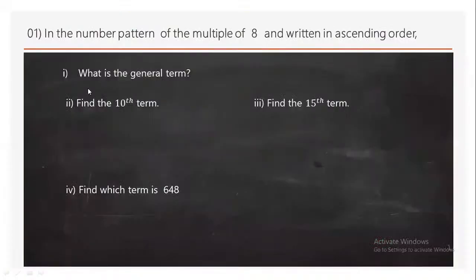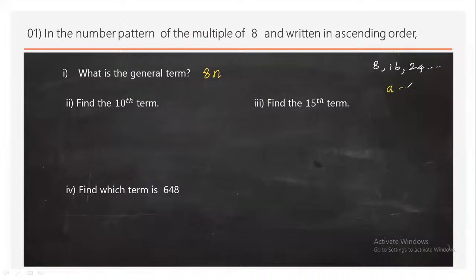First question. In the number pattern of the multiples of 8 written in ascending order, what is the general term? You have to find the general term. You already know what the multiples of 8 are. What is the meaning of multiple of 8? It means 8, 16, 24, like this. Then definitely we know the general term is 8n. How can we get it?